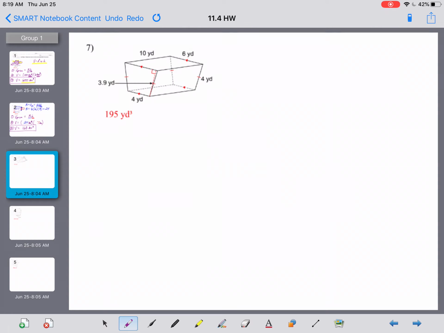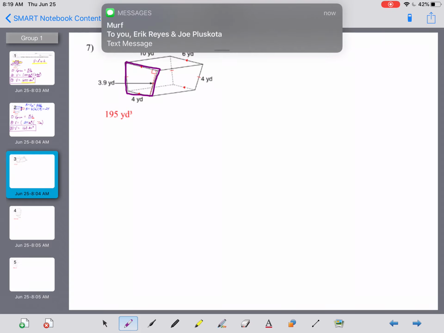Okay, let's move on to number 7. This one bothers people sometimes. And again, the big thing we have to do on number 7 is figure out what in the world it is that we're actually dealing with here. Well, what do we see here? I see some rectangles, but I think more importantly, I've got a shape right here. Boom, boom, boom, and boom, that really looks to me like a trapezoid.